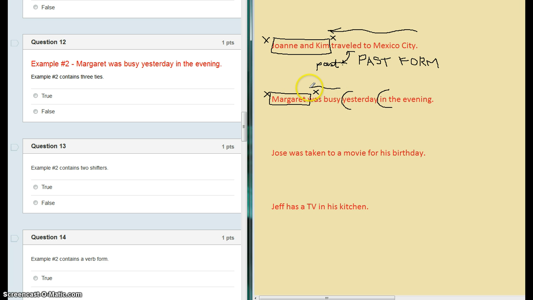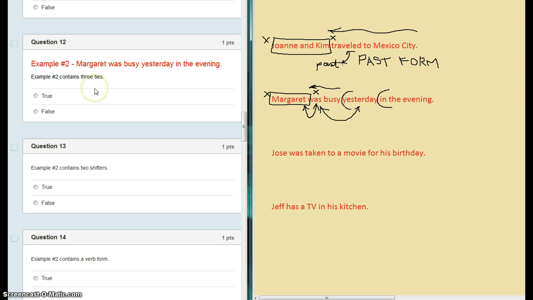end shifter or end of the sentence is the predicate. Are there any ties? There's always ties, at least one. Was ties with Margaret. If I change to Margaret and her friend, I'd have to change to were. Was also ties with yesterday. It's the past. If I change to every day, I say Margaret is busy. Okay, here's what I got. And I don't have any verb forms. I just have the X word.